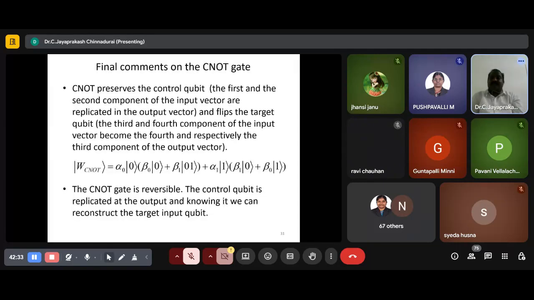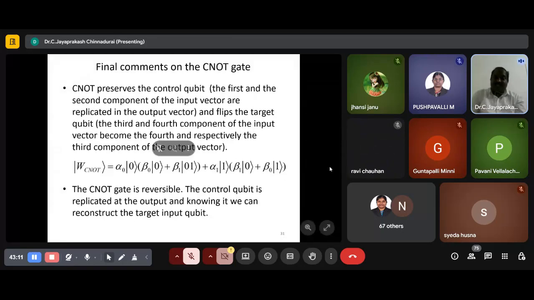So, the final comment on the c naught gate. C naught preserves the control qubit, and the first and second components of the input vector are replicated in the output vector. What is the use of the c naught? It preserves the control qubit and flips the target qubit. You already saw the example of how it flips the target qubit based on the control. And the output of this one, w c naught, is equal to alpha 0 ket 0, which we already discussed.